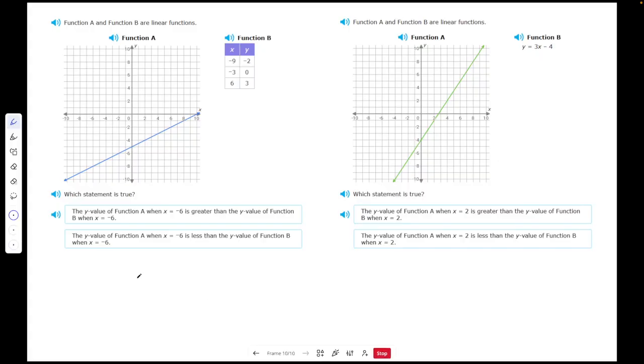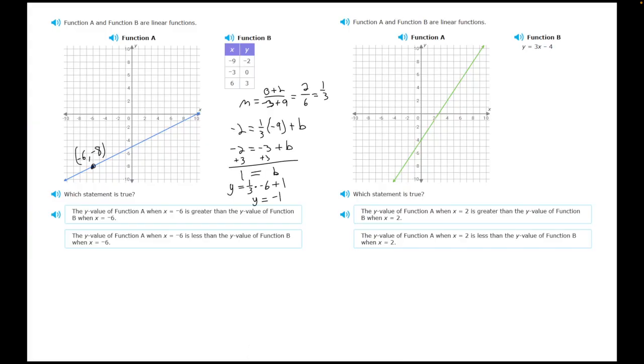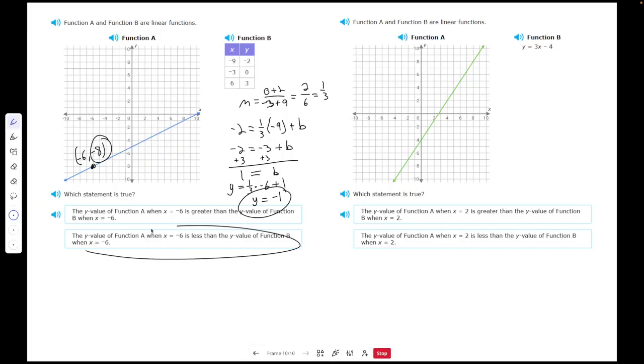Okay, now that you've had time to work these problems, let's check your solutions. For the first problem, for function A, at -6, it equals -8. And for function B at -6, we get y equals -1, which means that function A is less than function B.